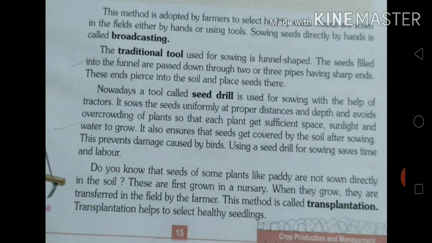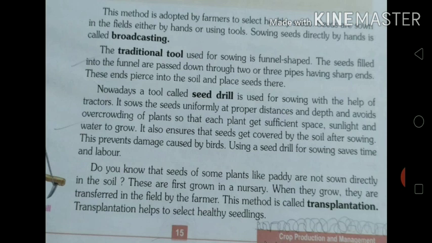So nowadays a tool called a seed drill is used for sowing with the help of a tractor. So we use the seed drill in tractors, and it sows the seed firmly at proper distance, depth, and avoids overcrowding of plants. So each plant gets sufficient space, sunlight, and water to grow. It also ensures that the seeds get covered by soil after sowing. This prevents damage caused by birds. Using a seed drill for sowing saves time and labor.